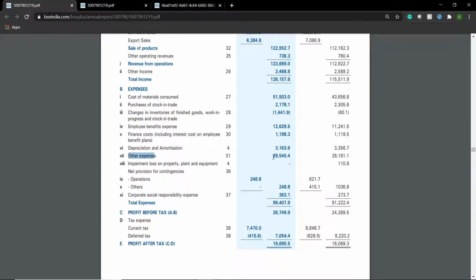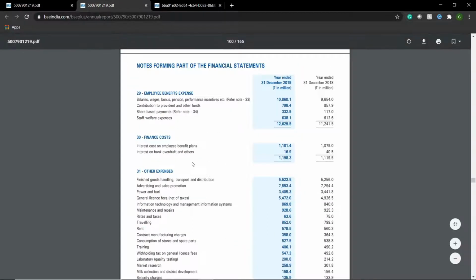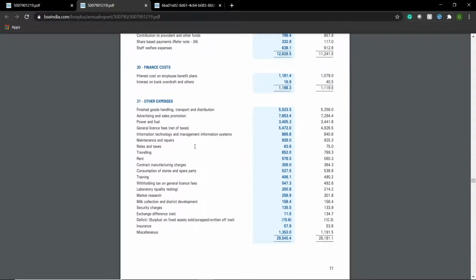Now this occupies a huge amount in the expenses. So let's go to note number 31 and see what these expenses actually are. You can see over here that the other expenses actually includes most of the main expenses of the company, whether it's advertising, whether it's insurance, whether it's supply and chain of the products that they are selling, along with the security charges, so many things, rates, rent, traveling, everything is there in other expenses other than whatever it's required for as the raw material.